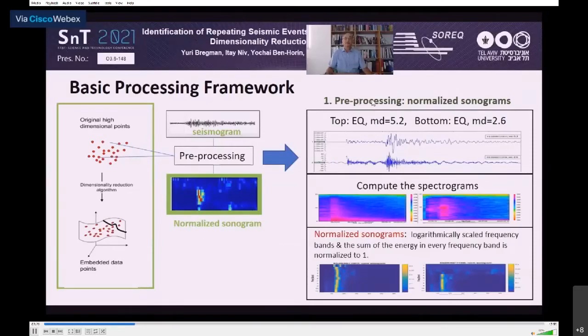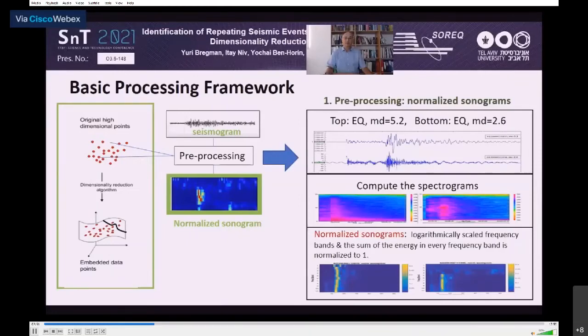Here is an example of normalized sonograms. We start with the original seismogram. Here is an example of 2 seismograms. One of a main shock with magnitude 5.2. The second one of its aftershock with magnitude 2.6. Of course, there are very huge differences in amplitudes.